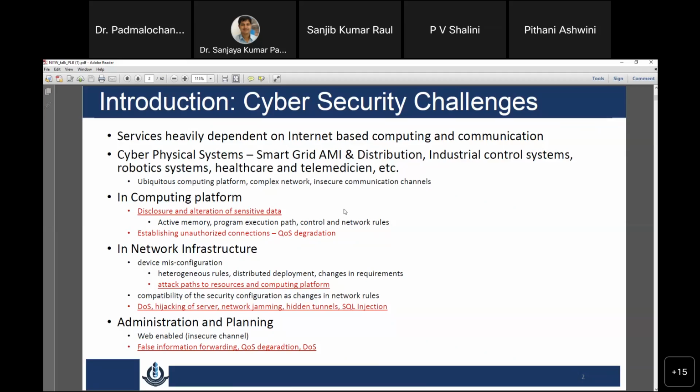So these are basically the security postures in different parts of our computing and communication devices, and therefore it is obvious that we need to come up with solutions to protect the computing and communication platform.